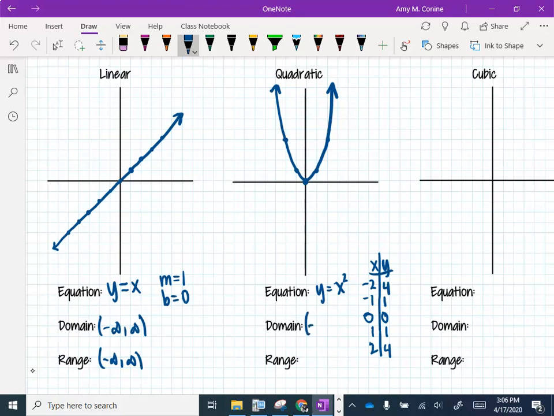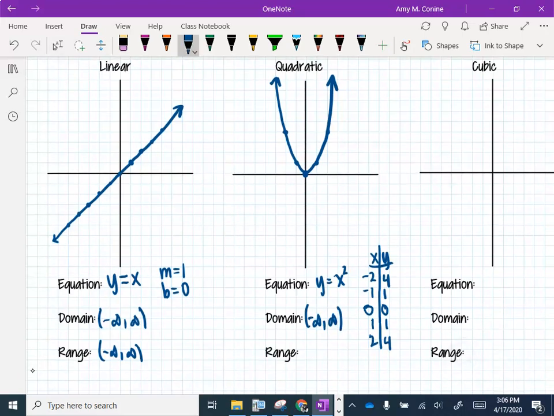And so when we did domain and range, we also said that domain was all real numbers, and then range was wherever, from down to up, wherever you start and finish. So here we're starting at 0 and we're going all the way to positive infinity. And so that's the one that will change depending on how you move it. So that's linear and quadratic.